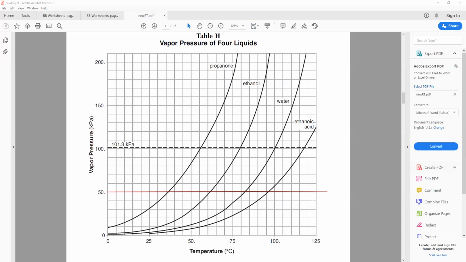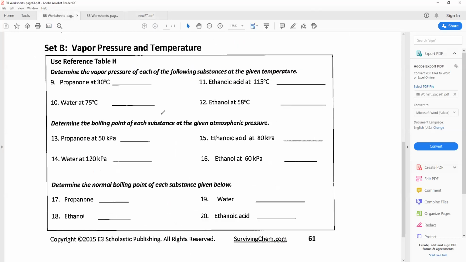And for what graph are they asking me? They're asking me for propanone. Where's propanone? Over here. There's the point where that is. I'm just going to go over here. There's propanone. 30, 35. So I'm going to say approximately 36. No, I'm sorry. Let me go back.